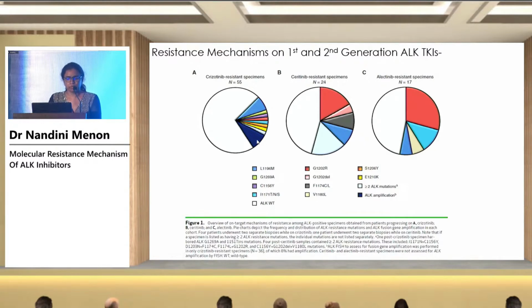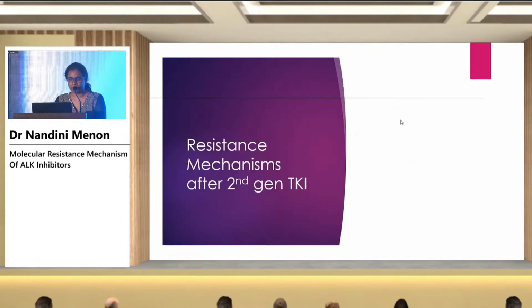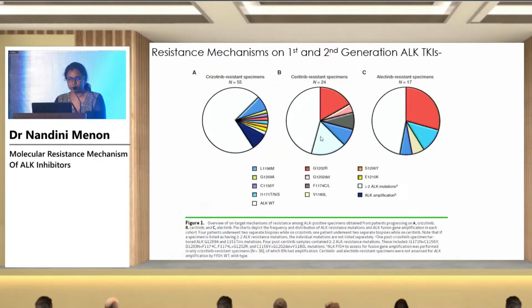If you look at the pattern, this is all the ALK wild type. This dark blue is ALK amplification, which is one of the pathways for the resistance to crizotinib. And here is the most common mutation that you see with crizotinib resistance, that is the L1196 in the gatekeeper site. But if you look at the higher generation of TKIs, you can see that again, ALK gene amplification is not a common mechanism of resistance. If you look at this part of the pie here, which is maximum in alectinib, that is the G1202R.